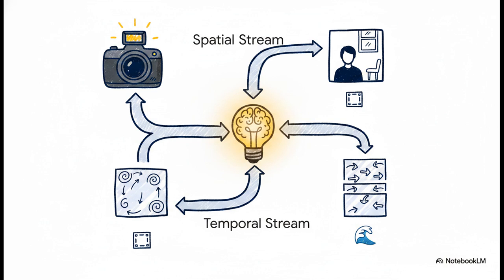Then, they created a completely separate temporal stream, where the input is a stack of optical flow frames. Now, optical flow is basically a dense field that estimates the exact horizontal and vertical movement of every single pixel between frames. It perfectly captures the how. By processing spatial context and temporal motion separately and fusing them together at the very end to guess the action, they created a highly effective biological mimic.